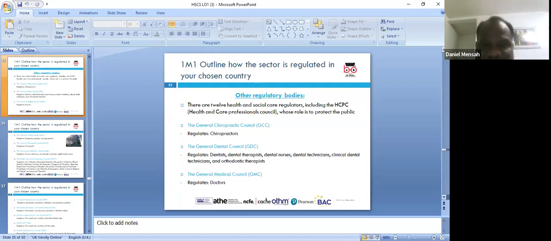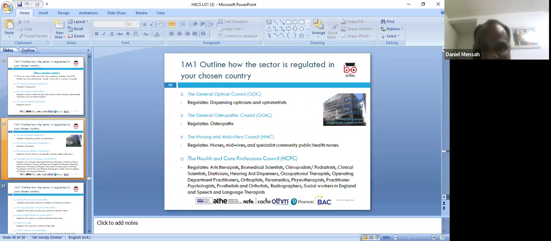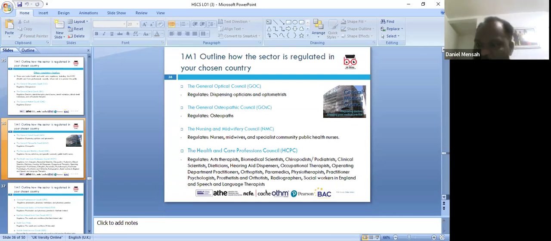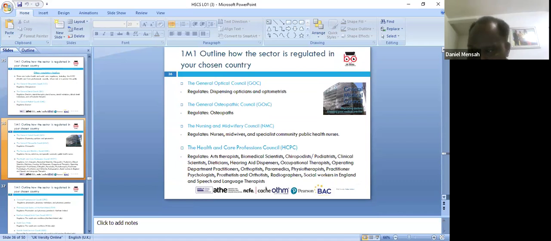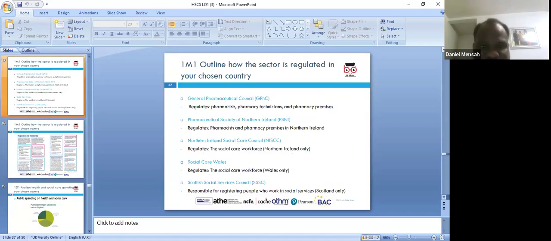Other regulatory bodies: the General Chiropractic Council, that regulates chiropractors, and the General Dental Council, GDC, that regulates dentists and dental therapists. The GMC, which is also the same in Africa, the General Medical Council, that regulates doctors. We have the General Optical Council that regulates opticians. We have the Nursing and Midwifery Council, that regulates nurses and midwives. And then we have the HCPC, the Health and Care Professions Council, that regulates radiographers and all those professions as well. It's very important that we know these things, okay? We have the General Pharmaceutical Council that regulates pharmacists, okay?